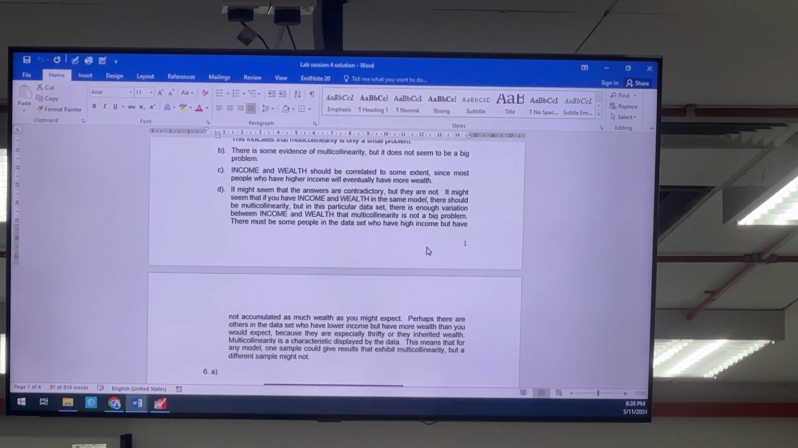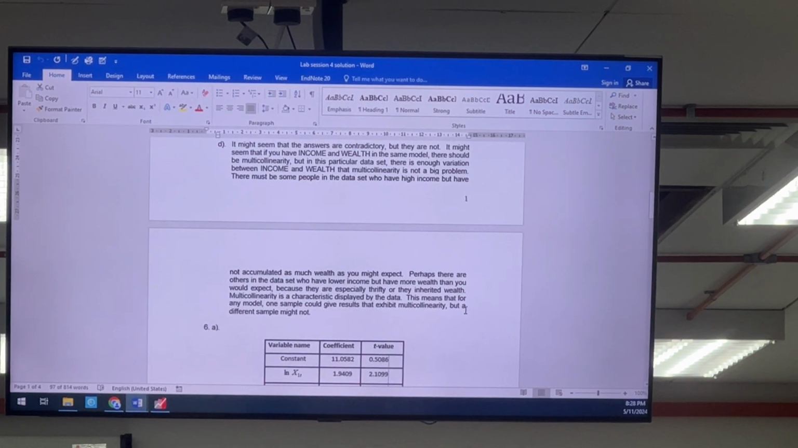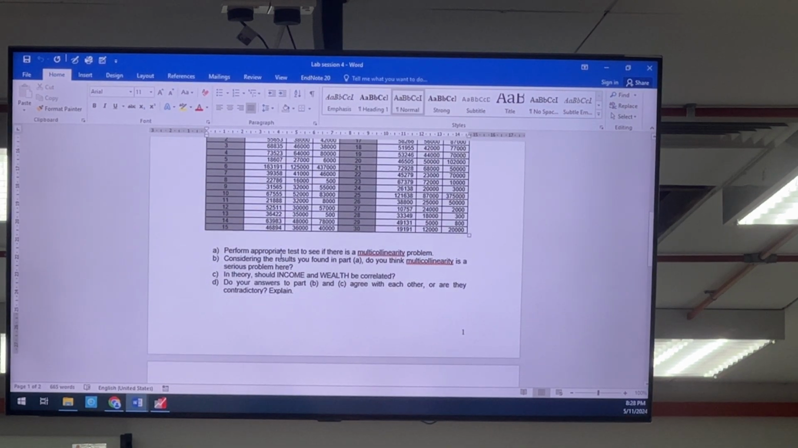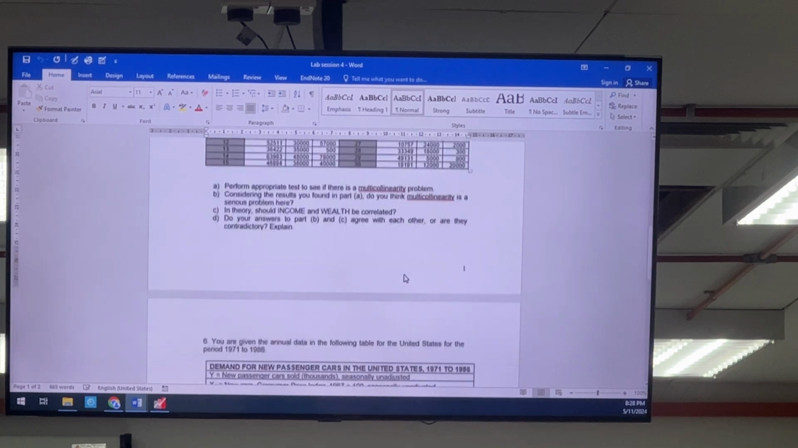Multicollinearity is a characteristic displayed by the data. This means that for any model, one sample could give a result that has big multicollinearity, but a different sample might not. So it depends on the sample. That's why you can try to lessen the problem by getting more observations. So for this example, question number 5, we do not need to do anything, we just leave the problem. The problem is not that serious as well. Even the VIF is less, just 3 something.